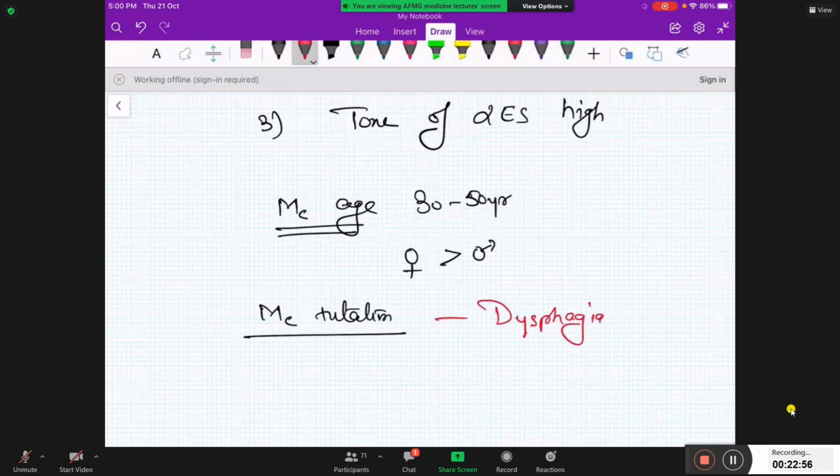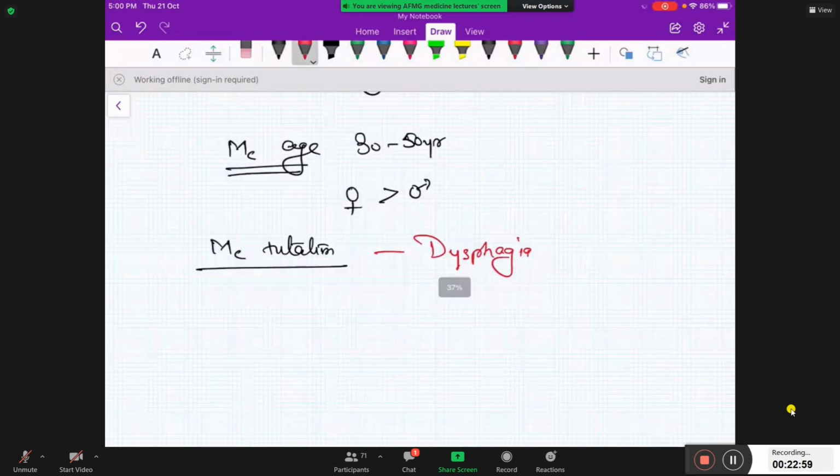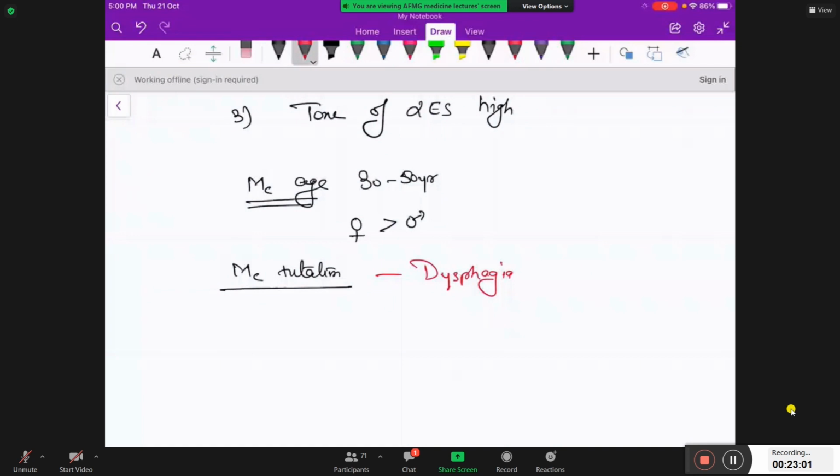The classical point about this dysphagia, very commonly asked, is that this dysphagia is initially to liquids, then to solids. So in any given question, if you are told that the patient has dysphagia to liquids to start with and then to solids, it is achalasia cardia, right? Please be careful about it.